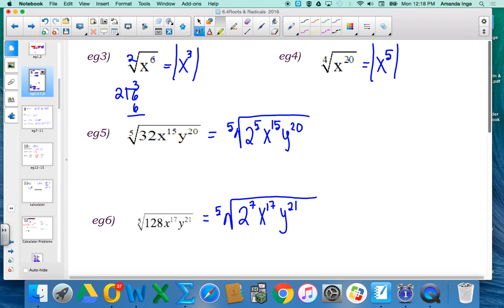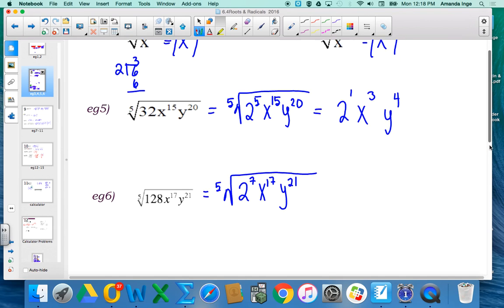On the next one, you see where I wrote 32 in terms of 2 to the 5th power. I just think sometimes that's easier. I know that 5 goes into 5 once. I know 5 goes into 15 3 times, and into 24 times. The index is odd, so I don't need to worry about the little even, odd rule. So that is the answer to the problem.